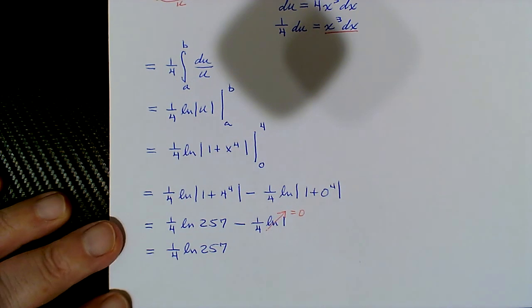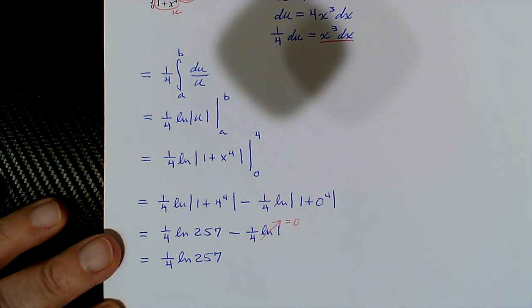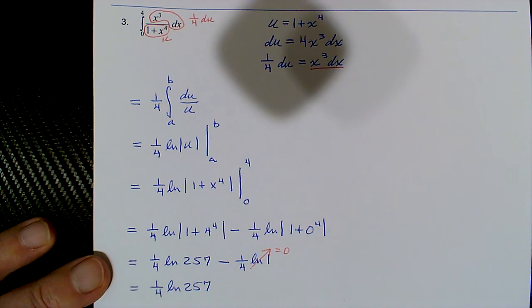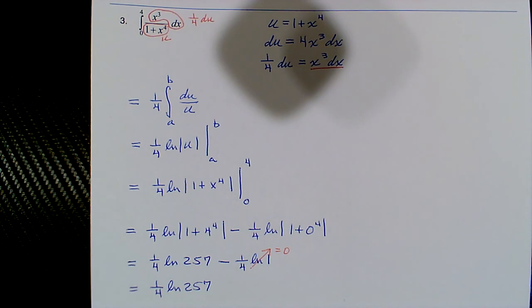And so that's how we deal with U substitutions and definite integrals, by using those dummy letters. And that illustrates a good example of an integral that results in natural logs.